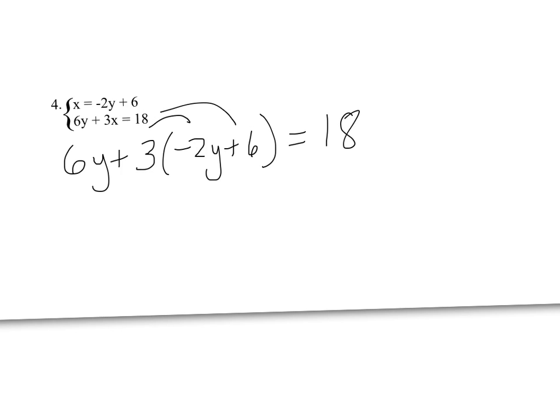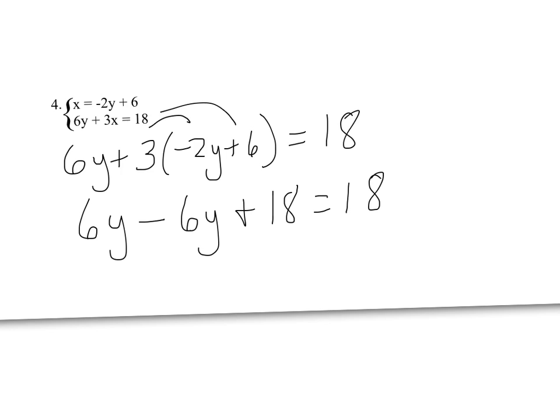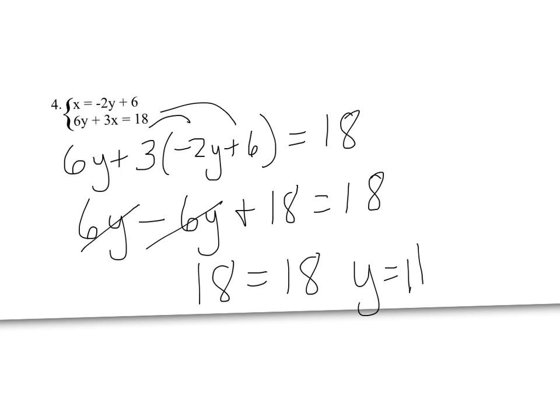So we are going to distribute, and you're going to get 6y minus 6y plus 18 equals 18. Uh-oh. 6y minus 6y is 0. So I get that 18 is equal to 18. Oh my, what does that mean? Well, when we solve linear equations, that means that y is all real numbers. However, the solution to the system is not all real numbers. The solution to the system is just infinite.